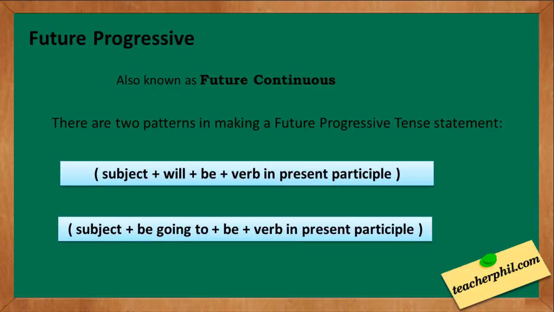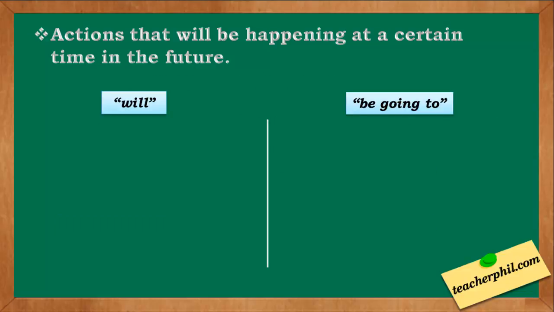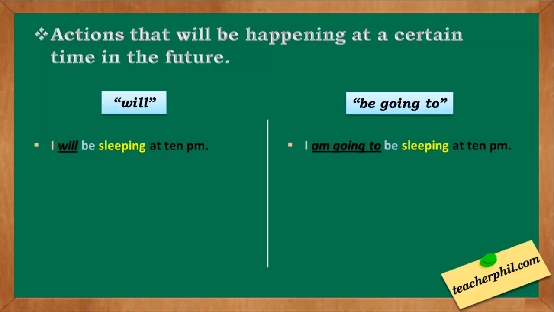There are different uses for the future progressive tense. The first one, for actions that will be happening at a certain time in the future. Examples: I will be sleeping at 10 p.m. I am going to be sleeping at 10 p.m. In this sentence, the action I will be sleeping will be happening at 10 p.m.